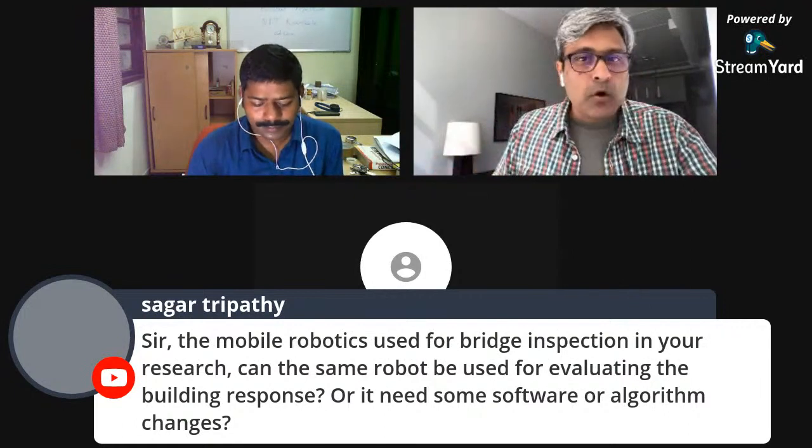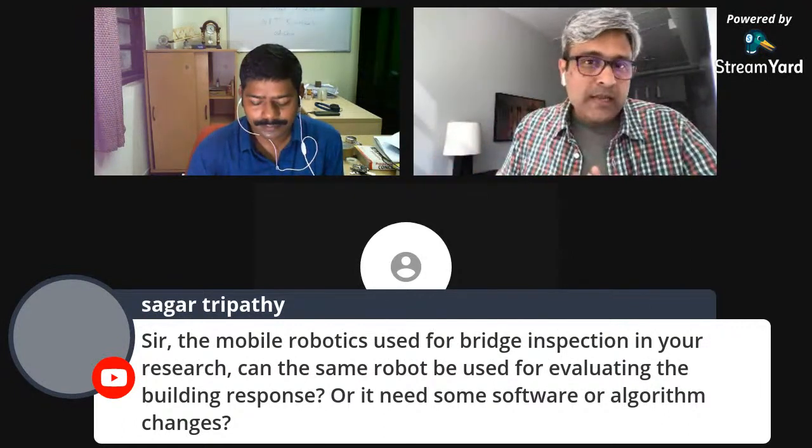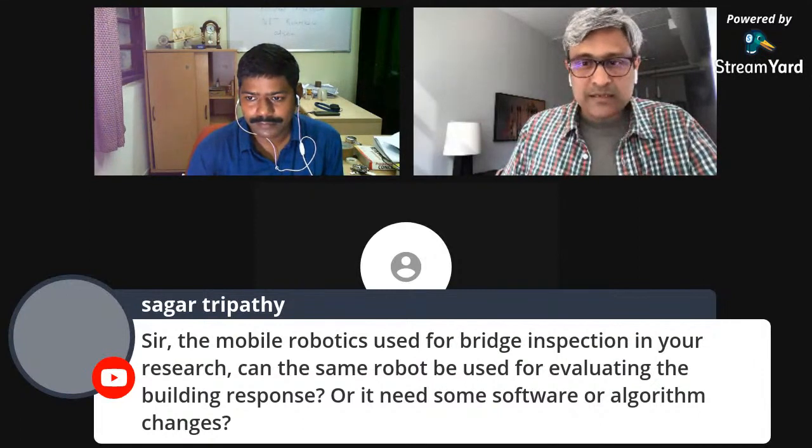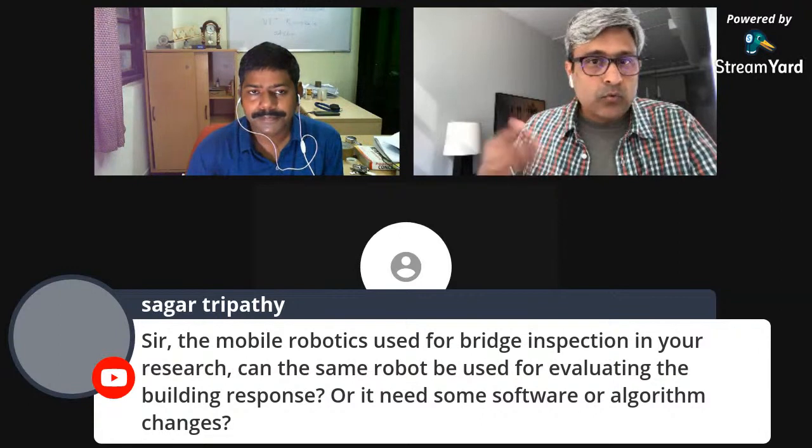You can put them on tripods and things like that. But a robotic application itself is very complicated. Unless it is absolutely necessary, I don't know whether you're going to gain any advantage.